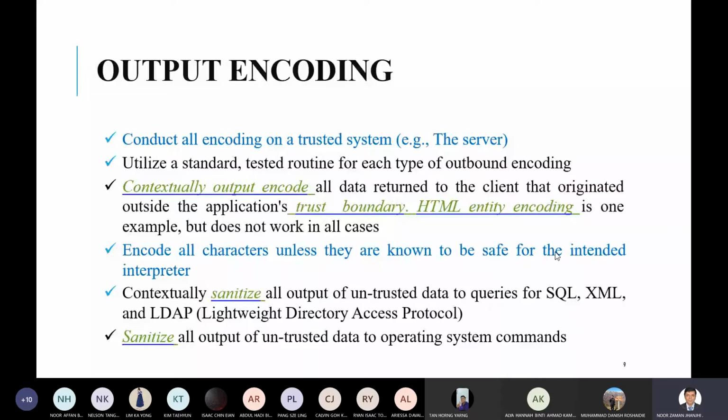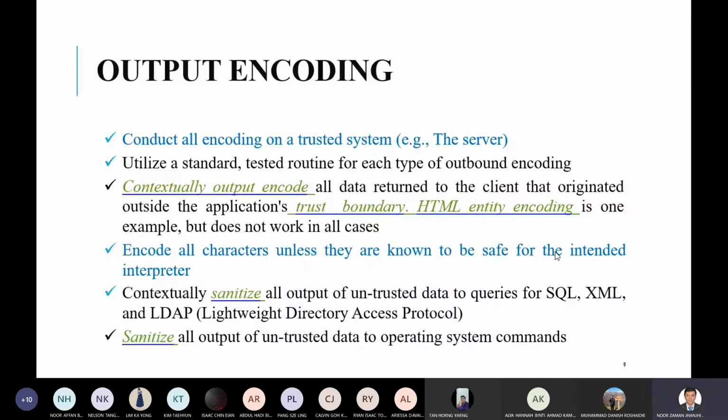Now we are coming back to output encoding. When we are getting the output, we need to validate, manage, and make sure that this is okay. We need to conduct all encoding on a trusted system, for example, the servers. We need to utilize all of these standards. We need to handle the output as well as the input. We need to encode the characters unless they are known to be safe. Otherwise, we need to encode their output as well.